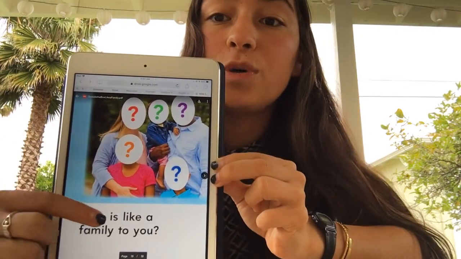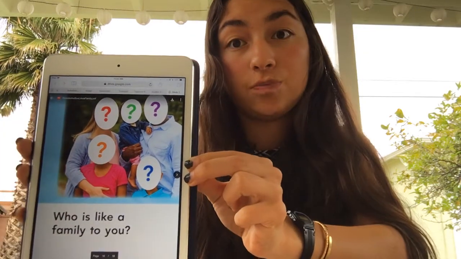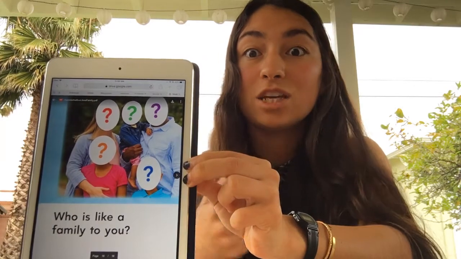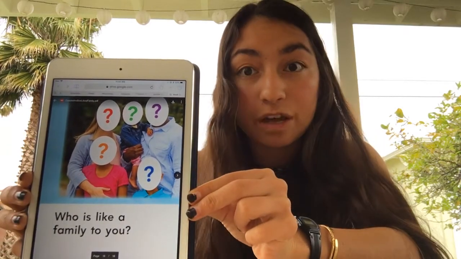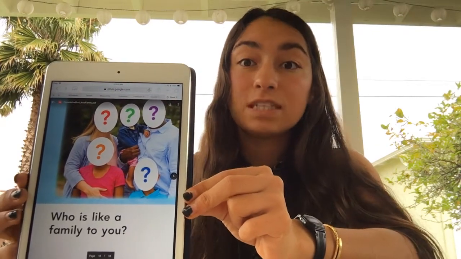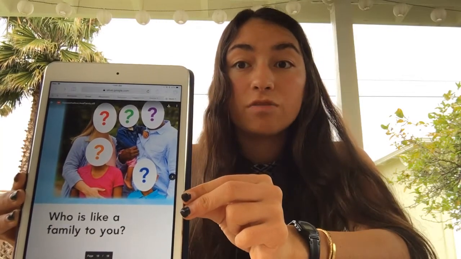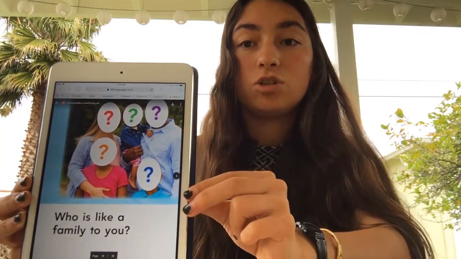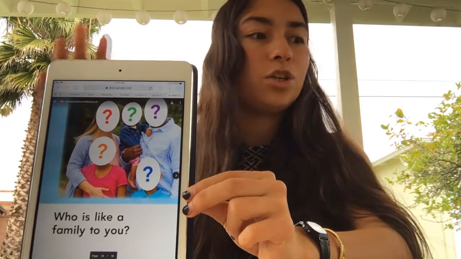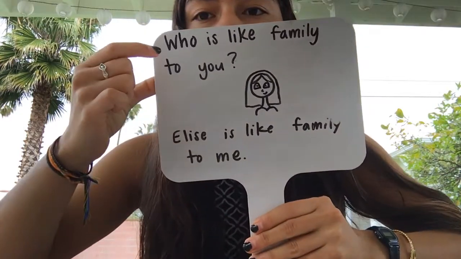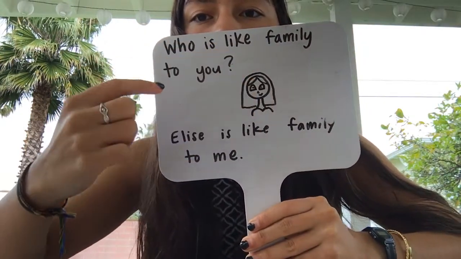But this says who is like a family to you. So you can answer with people who you feel are like your family. So maybe they're not actually your family, but maybe they're a super close friend, or maybe you feel like room 15 is your family, or if you're on a sports team, you feel like that's your family. So I want to see on Class Dojo who is like a family to you. And so I can show you my sample answer. I'll put this down for a little bit. So here's the question. Who is like family to you?